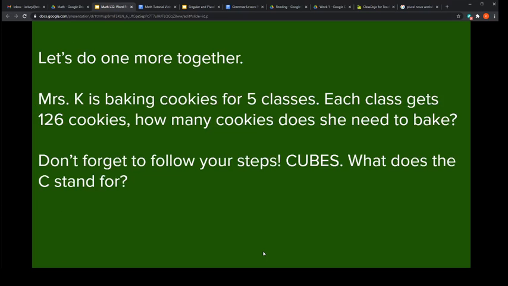Let's do one more. Ms. K is baking cookies for 5 classes. Each class gets 126 cookies. How many cookies does she need to bake? Don't forget to follow your steps.